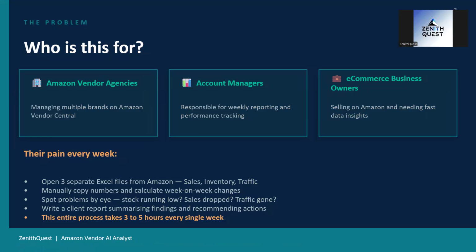The tool is built for Amazon vendor agencies, account managers, and e-commerce business owners. Every week, Amazon gives them three separate data files: sales, inventory, and traffic. This is just for example purposes. Right now, they open all three manually, copy numbers into spreadsheets, spot problems by eye, and write a client report. That entire process takes 3 to 5 hours every single week. That's the problem we are solving.